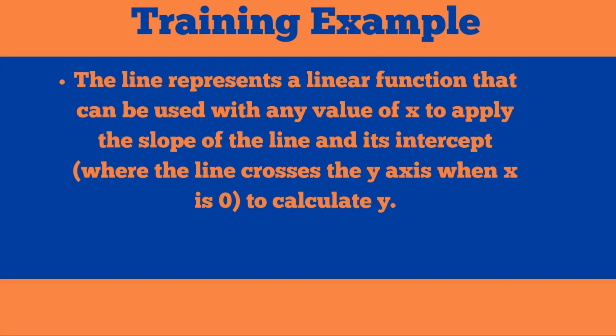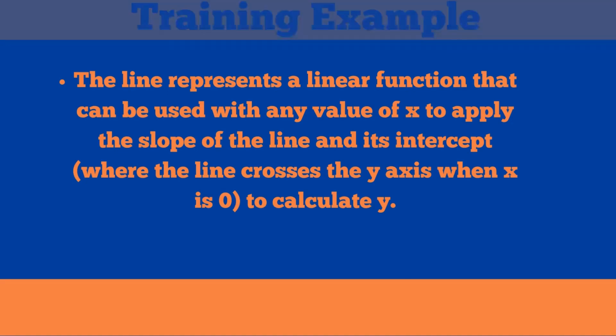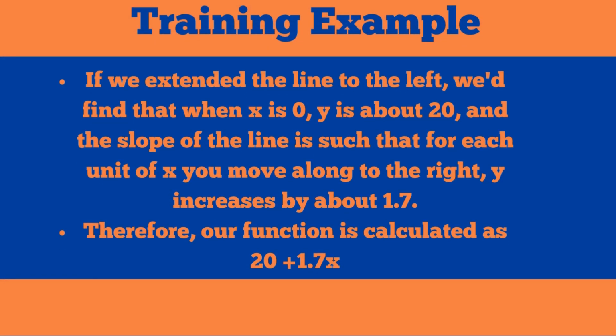The line we saw on the previous slide represents a linear function that can be used with any value of x to apply the slope of the line and its intercept, which is where the line crosses the y-axis when the value of x is 0, to calculate y. If we extended the line to the left, we'd find that when x is 0, y is about 20, and the slope of the line is such that for each unit of x you move along to the right, y increases by about 1.7. Therefore, our function will be calculated as 20 + 1.7x.